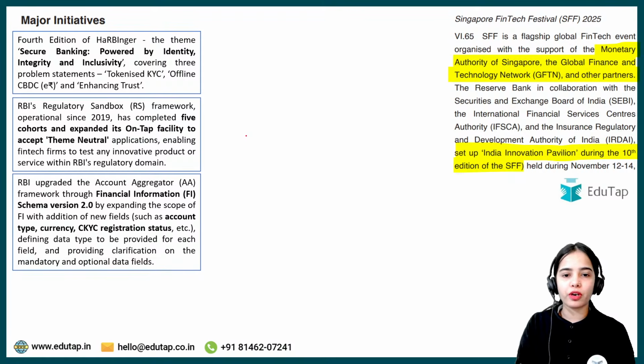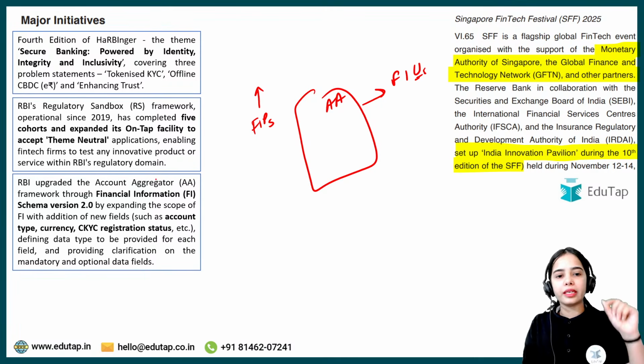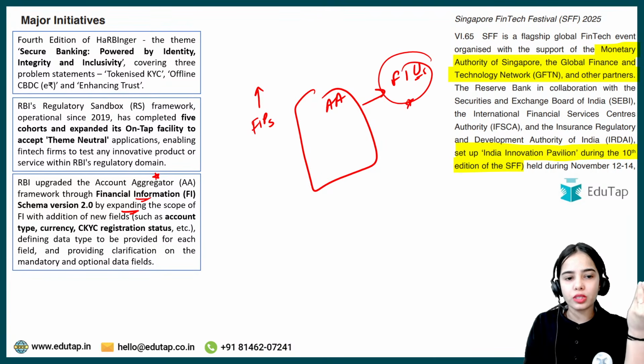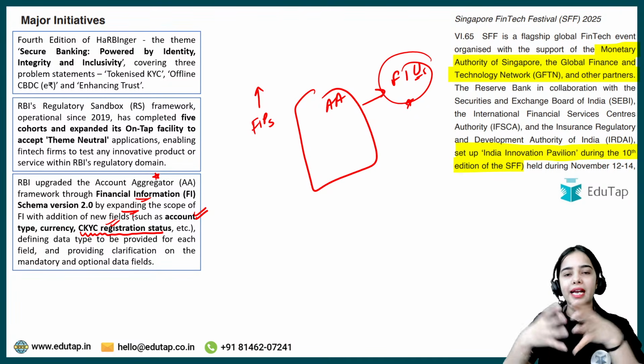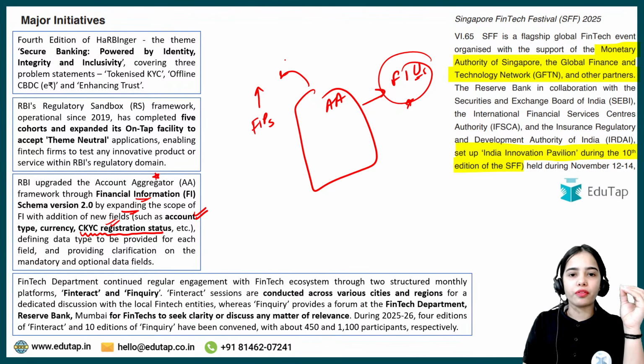So there are the financial information providers, from which the information is collected by the account aggregator to provide it to financial information users. Now, the RBI has upgraded the account aggregator framework through Financial Information Schema version 2.0 by expanding the scope of the financial information that can be provided to the financial information users, with addition of new fields such as the account type, currency, the central KYC registration status, and such. So basically, the account aggregator framework has been upgraded through Financial Information Schema version 2.0, so that more information can be transferred to the financial information users with the consent of the customer.